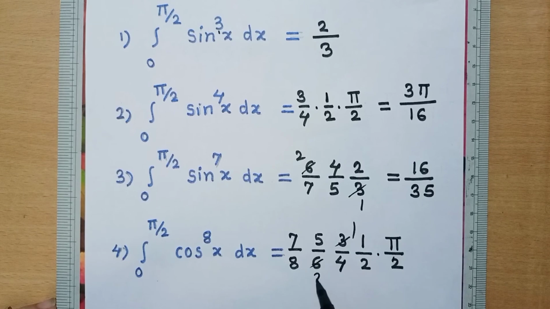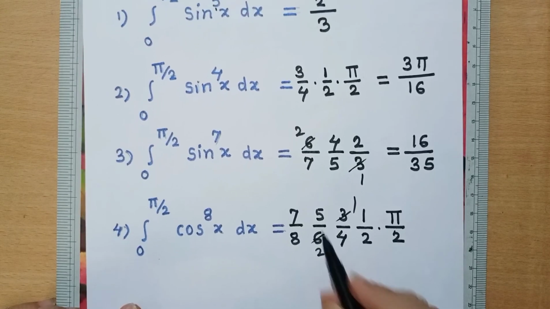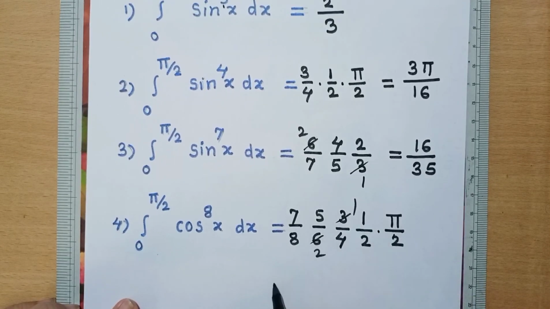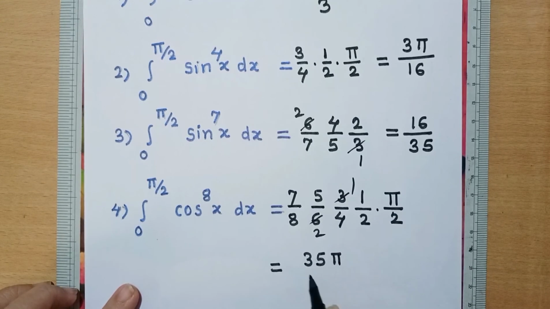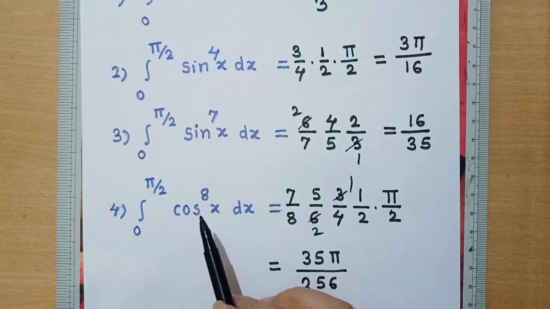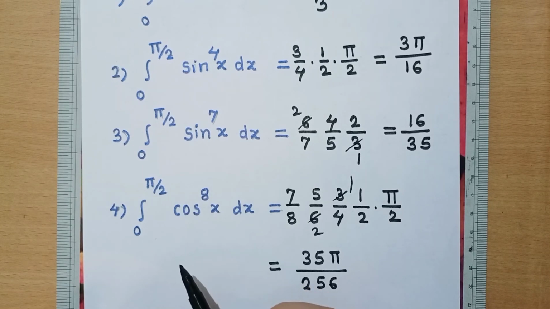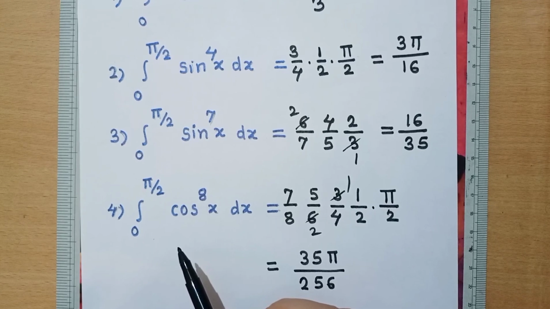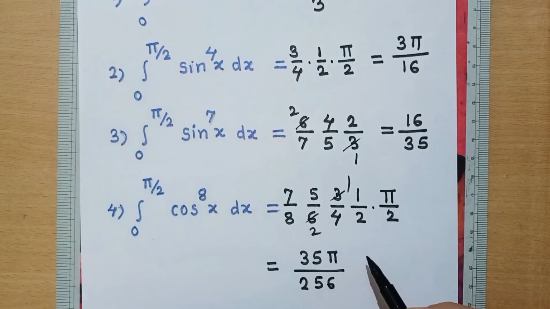So 3 1s are 3, 3 2s are 6, and now multiply: 7 5s are 35 pi, and the denominator is, check here, 8 2s are 16, and this is also 16. 16 into 16 is 256. So this is the answer of this integral. So within 1 minute we can solve this type of integration by using the reduction formulae. And now let's check the next example.